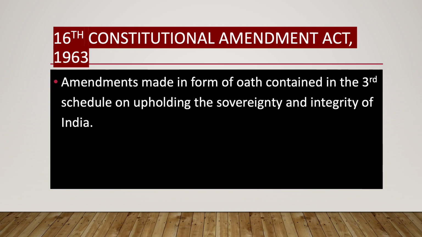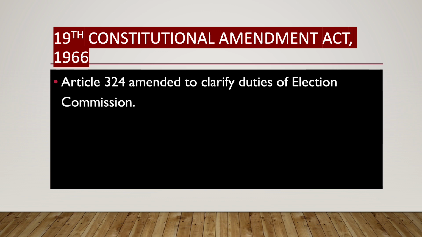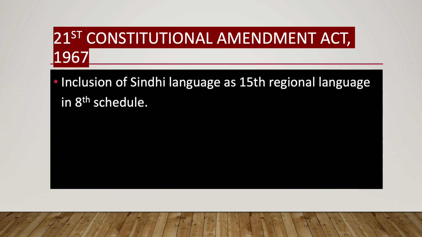16th Constitutional Amendment Act of 1963. Under this, amendments made in form of oath that was contained in the 3rd schedule on upholding the sovereignty and integrity of India. 19th Constitutional Amendment Act of 1966. Article 324 was amended in order to clarify duties of Election Commission. 21st Constitutional Amendment Act of 1967, it included Sindhi language as 15th regional language that was added to 8th schedule.